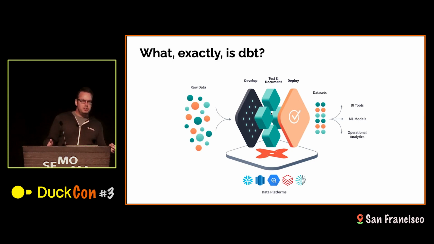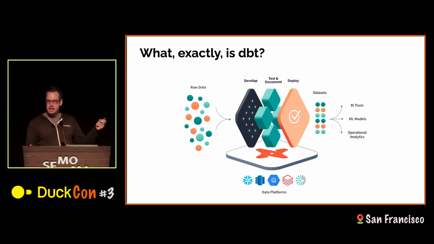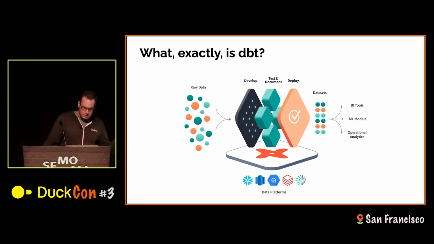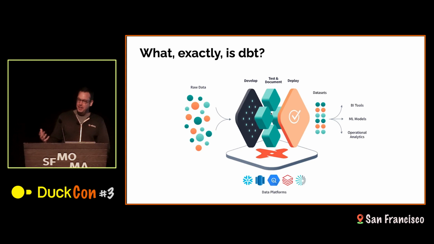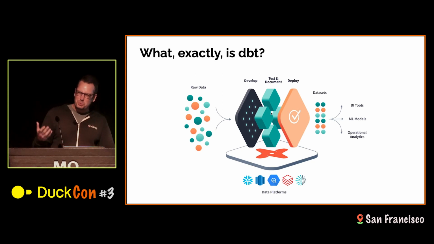Is anyone here not familiar with DBT? It's got to be at least some people, right? There's a couple of people. Like, what is this thing? Because if you go to Google and you type in what exactly is DBT, then unfortunately this picture is what comes back. There's some raw data over here, and then you DBT it, and then you DBT on top of all those little cloud data warehouses down there. And then on the outside, you get some data sets, and then you can feed those into BI tools and ML models and operational analytics. And that's fine. That's not a terrible description, but it doesn't really explain to you what DBT is.